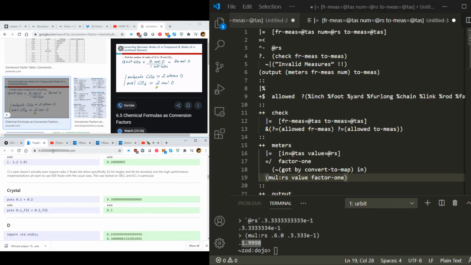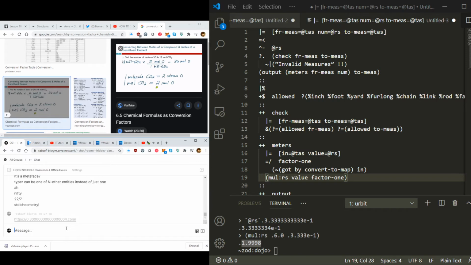There's a whole website devoted to this. I'll paste the link in chat that explains what's going on here. But as you can see, we are getting an approximation of 2. When we multiply 33% times 6, we get 1.99998, which is effectively 2.